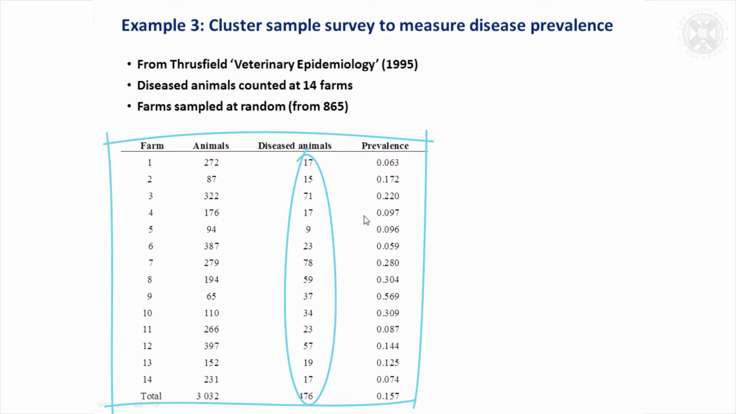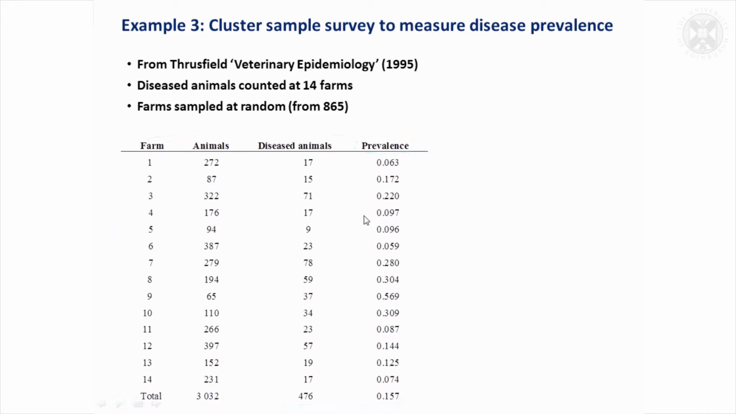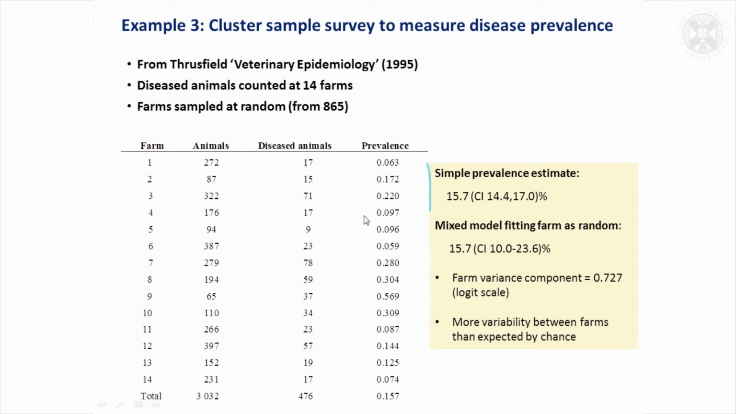So this is binary data. They either have the disease or they don't have the disease. So you could think about a logistic regression model, but we'll think about a mixed model. If you want to estimate prevalence, a very naive estimate would be just to add up all the diseased animals, 476, and divide it by the total number of animals, and we'd get 0.157. So that's our simple estimate and the 95% confidence interval.